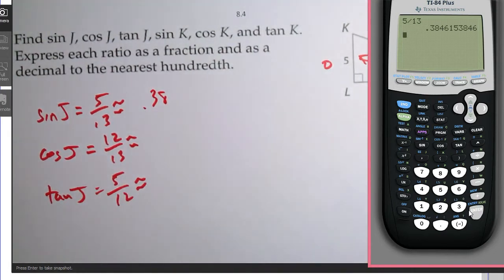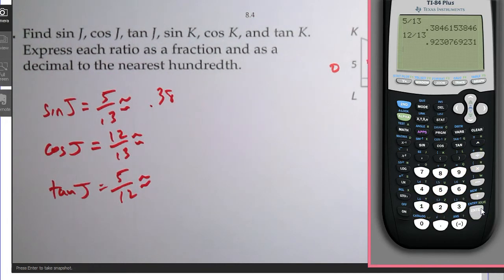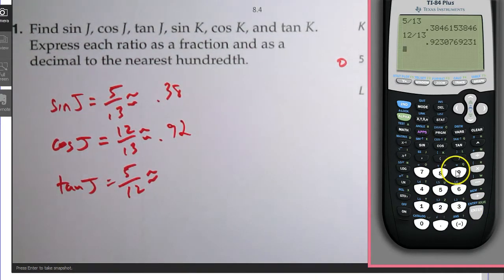A lot of times we'll go to 4 places, but they only ask for the nearest hundredth here. 12 divided by 13, which is 0.92. Okay. And then 5 divided by 12, which is 0.42.